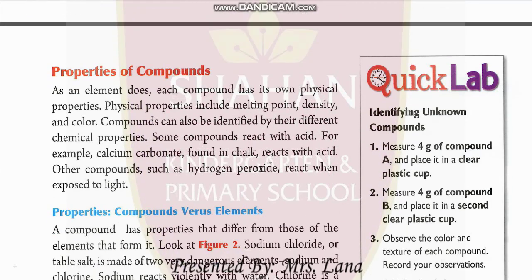And we have properties of compounds. As elements have properties, compounds also have properties, like physical properties, including melting point, density, and color, and also different chemical properties. Some compounds react with acids. For example, calcium carbonate found in chalk reacts with acid. Some other compounds, like hydrogen peroxide, react when they are exposed to light. Okay?